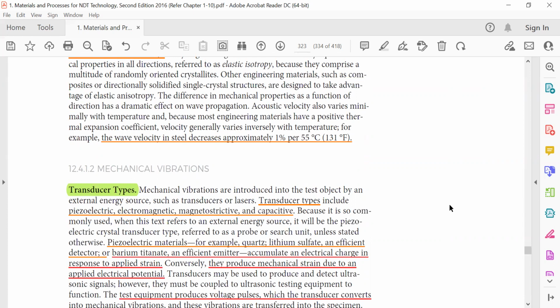Wave velocity in steel decreases approximately 1% per 55 degrees centigrade rise in temperature. So this is used in thickness gauging of high temperature objects. Of course, when you are doing high temperature thickness gauging, you need a high temperature probe, high temperature cables, and high temperature couplant.